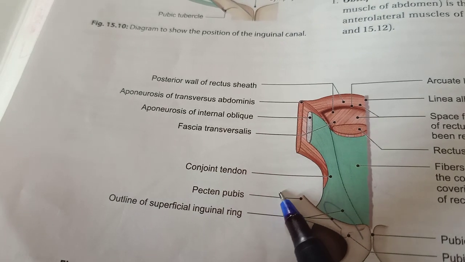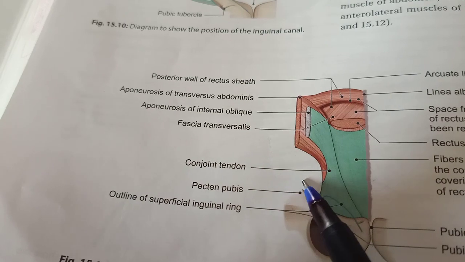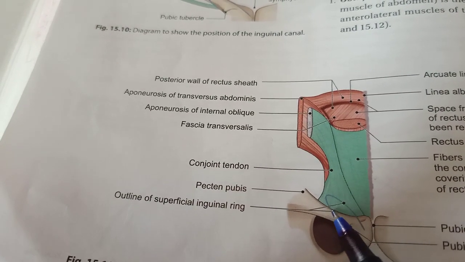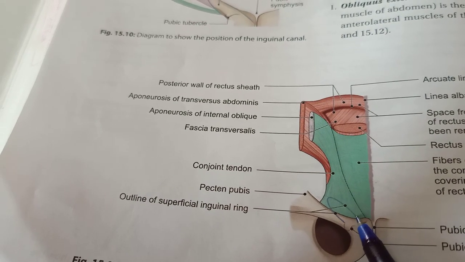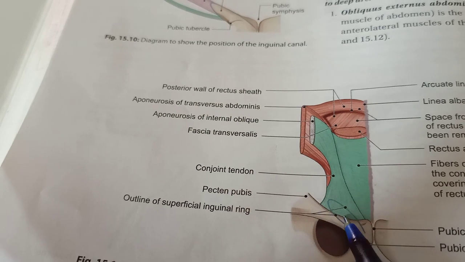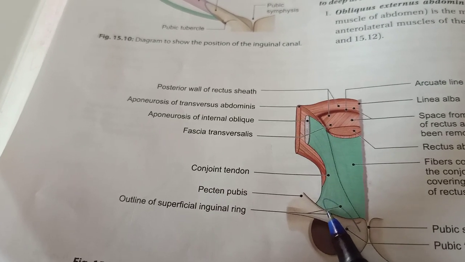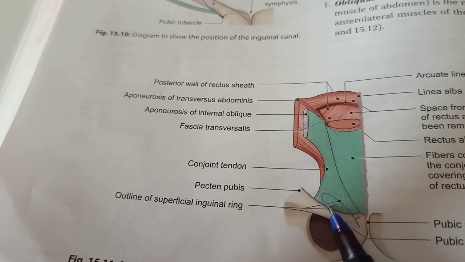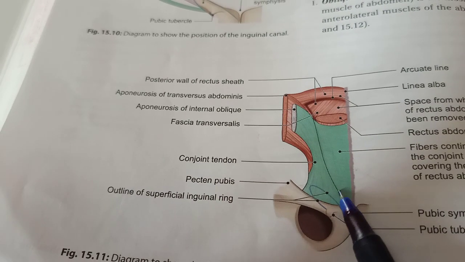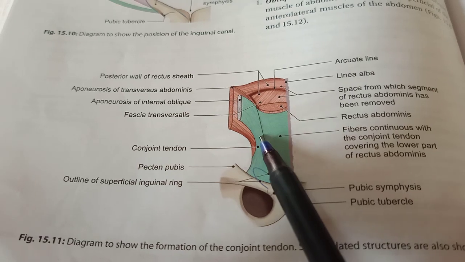For the pecten pubis, there is a line going above and this way, then there is an arcuate line. So this is your conjoint tendon, where it is attached to the pubic crest and then forward to the pecten pubis. Medially, it is continuous with the anterior wall of the rectus sheath.